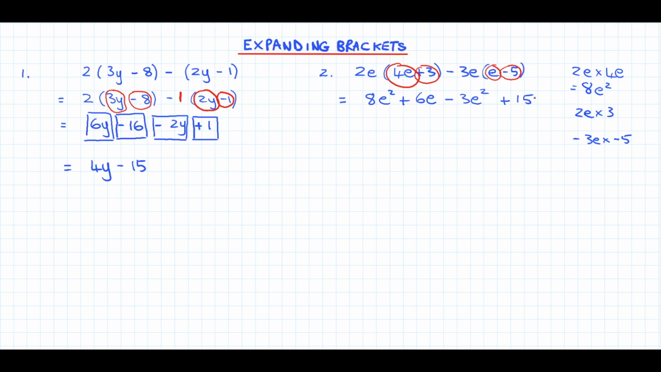Then we're going to gather up like terms. So here we have 8e squared. Now, do we have any other terms that are e squared? Yes, we do. Here it is here, negative 3e squared. So 8e squared minus 3e squared, 5e squared. And here we've got plus 6e and we've got plus 15e. So we've got plus 21e. Okay, thank you.